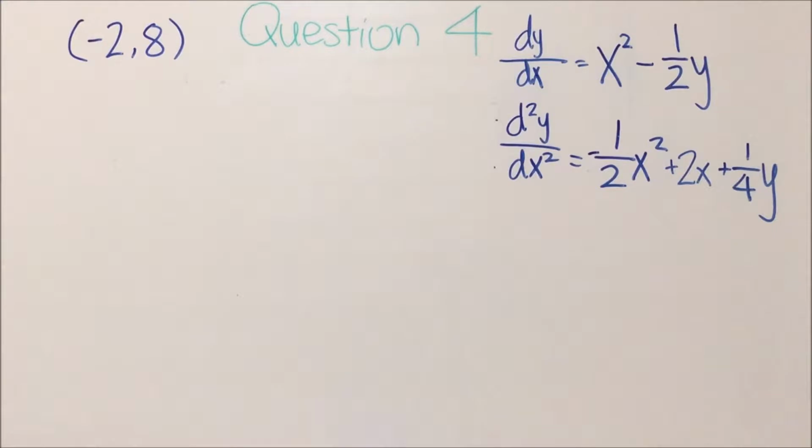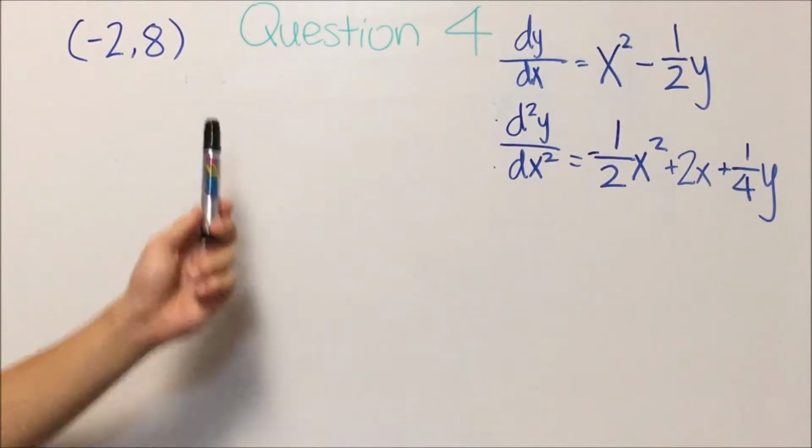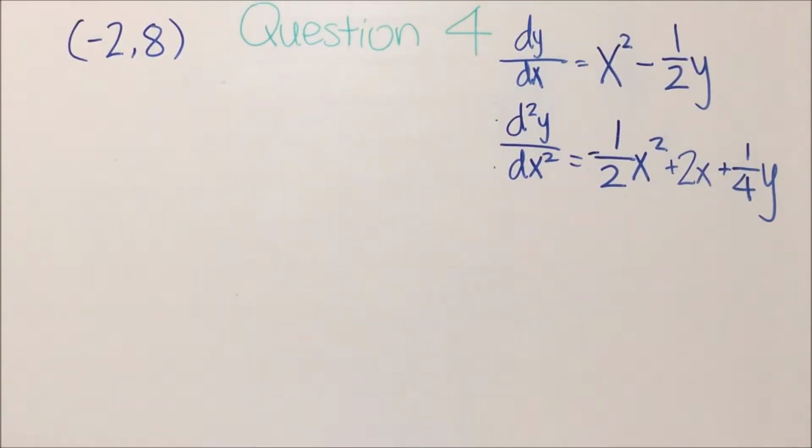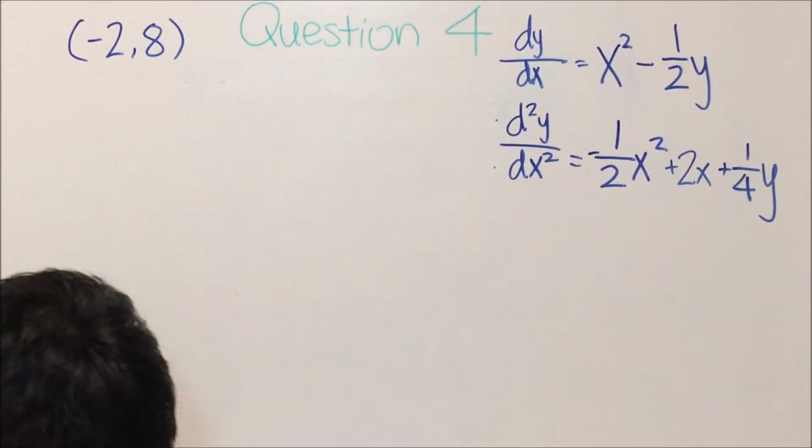Part B says, let y equal f of x be the particular solution to the given differential equation whose graph passes through the point (-2, 8). And the problem asks, does the graph of f have a relative minimum, a relative maximum, or neither at the point (-2, 8)? Justify your answer. So we have to justify our answer, right?